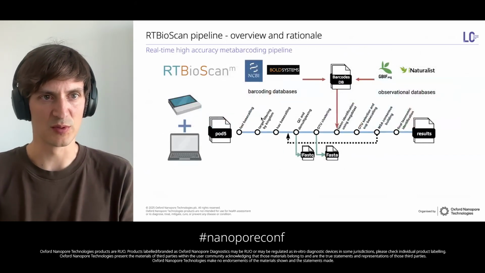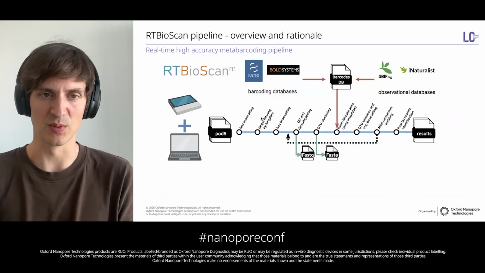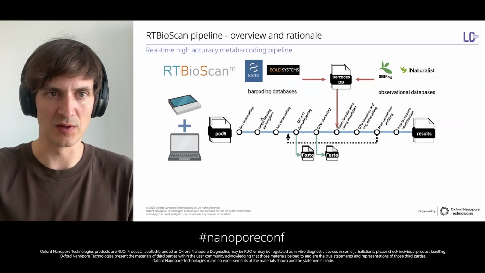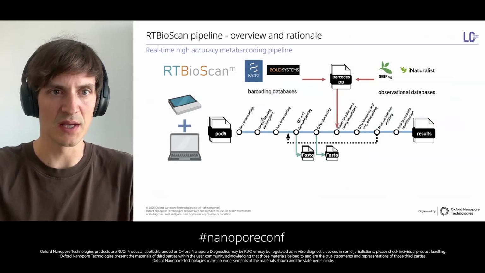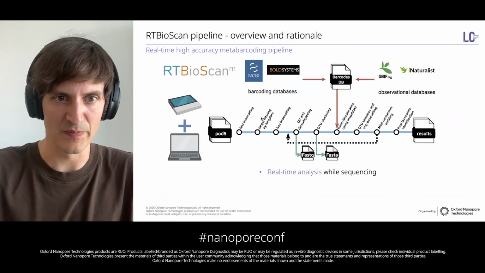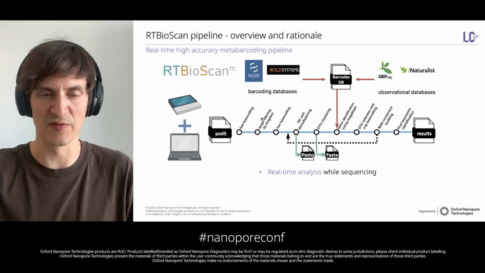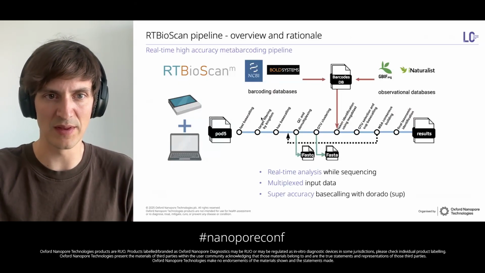And then the second part of this project was to also develop a computational pipeline that can handle the inputs that we get from the protocol that I just presented. And here we, as I said earlier, started from this existing pipeline called NanoRT-AX and developed our own pipeline that we now call RT-Bioscan. And the main features are that it is a real-time analysis pipeline, so the sequences that come from the nanopore sequencer are directly analyzed. It can handle multiplexed input data as we would get from our method.